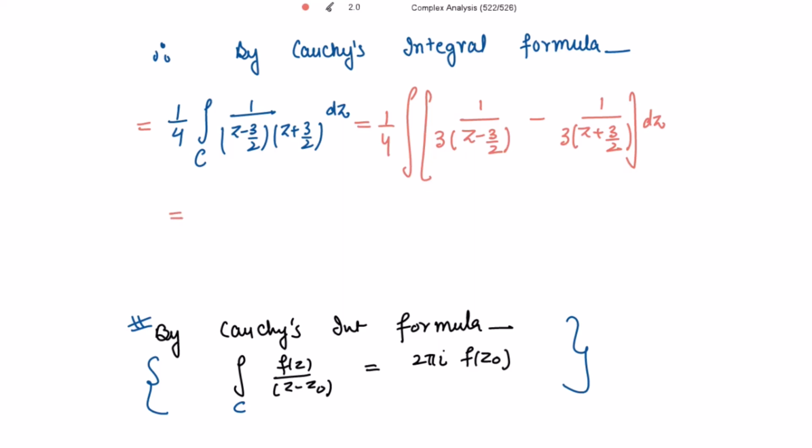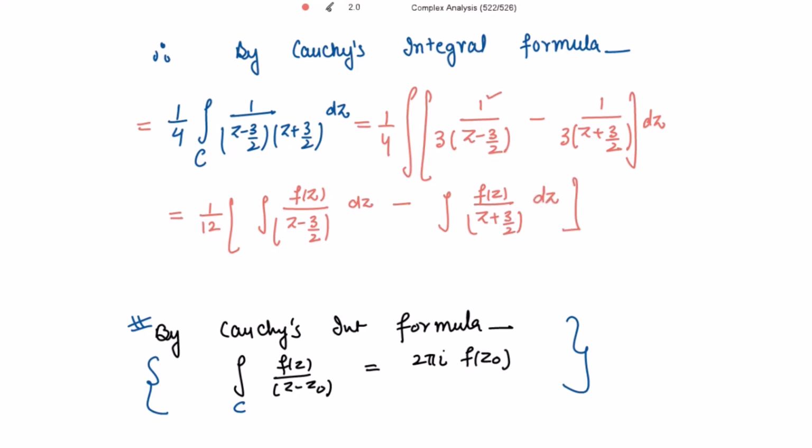Separating this, let's take 1/3 outside. It is 1/12 times the integration of, what is 1? It is f(z). f(z) divided by (z - 3/2) dz. Are you getting this? Minus the integration of f(z) divided by (z + 3/2) dz. 1/3 is taken common from the bracket. So this is equal to 1/12.